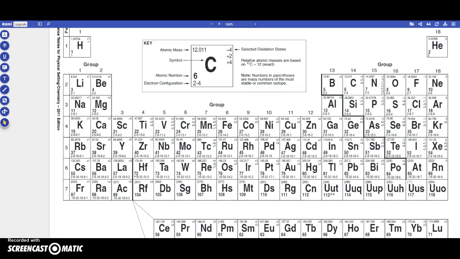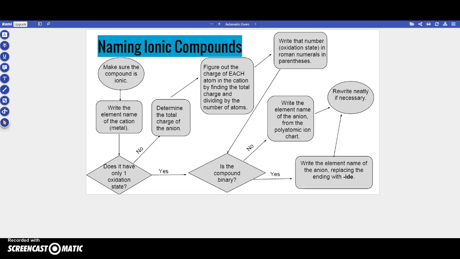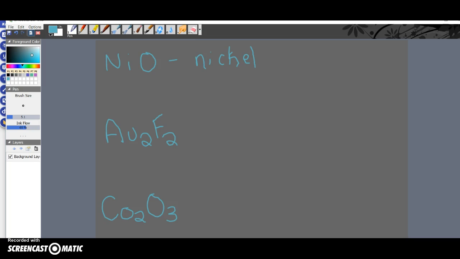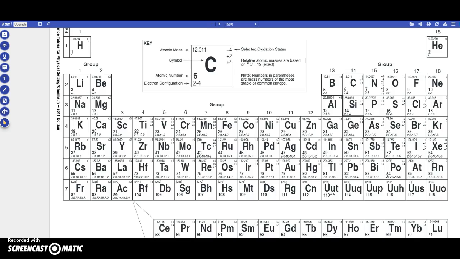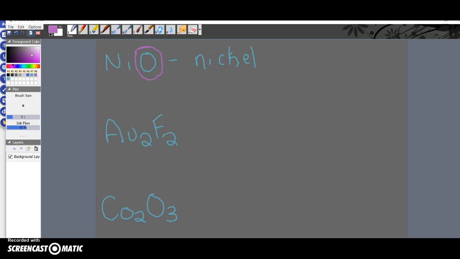So if we find nickel on our periodic table, right over here, number 28, we see that nickel can either be +2 or +3. So that metal has more than one possible oxidation state. So no, it does not have only one oxidation state. Now it says determine the total charge of the anion. Remember, the anion is the nonmetal. It's the part that took the electrons. So if we look over here, our anion for this compound is oxygen. So we need to find the charge of oxygen before we move forward. Oxygen, we see here, has an oxidation state of -2. And since there's just one oxygen, it doesn't have a subscript after it, the charge of our anion is going to be -2.